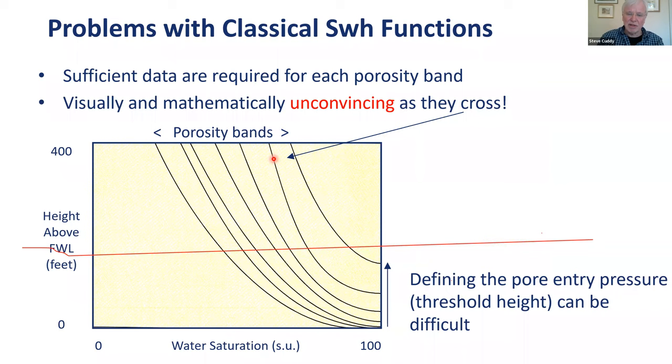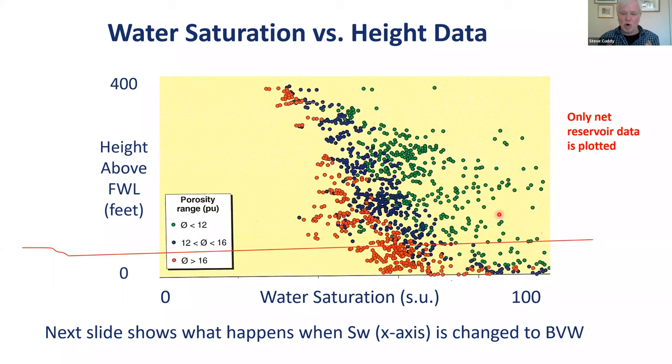Also, to define these lines, you need data for each of the porosity bands, and you need to know where to define the end of each of these porosity bands here. This is the entry pressure or the threshold height, and this can be very difficult to define, because you don't drill wells throughout the field everywhere. So we want to describe this data set for the reservoir modeler. We want a very simple, convincing model. Now I'm only plotting the net data, which I'll define in a little while. Now, how can we get a simple function for this shotgun pattern?